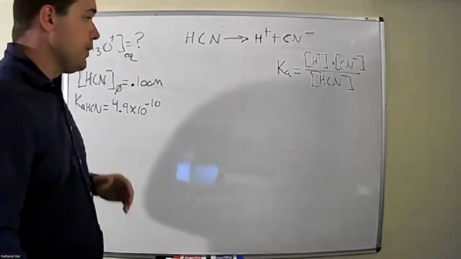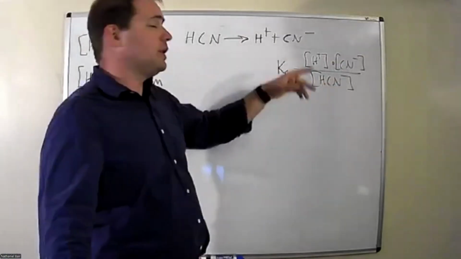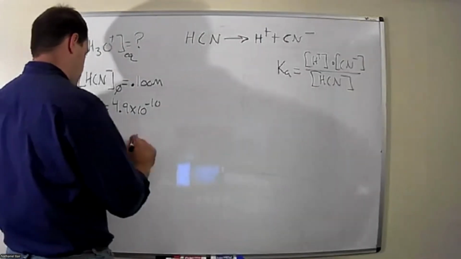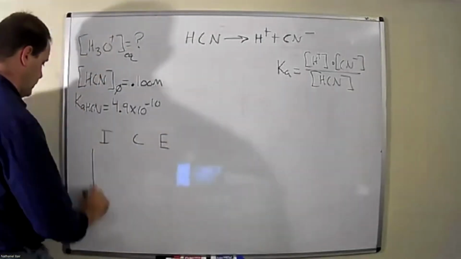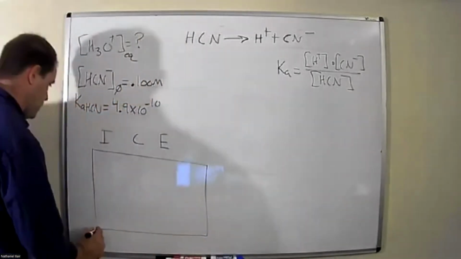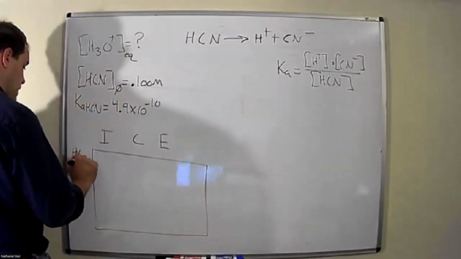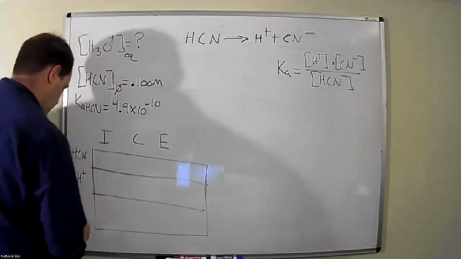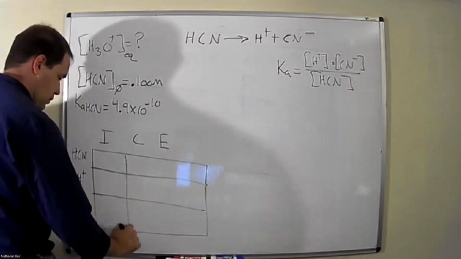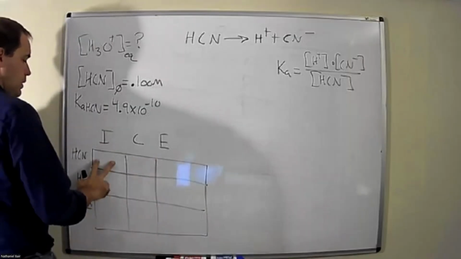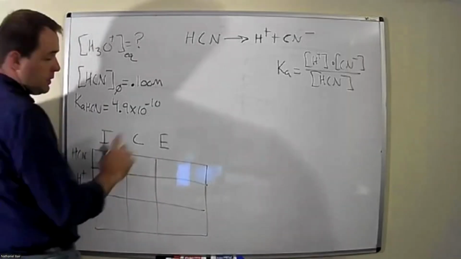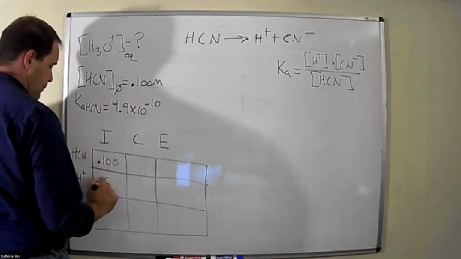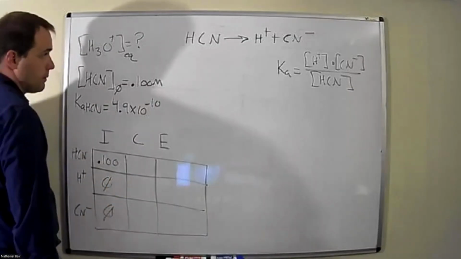So now we set up an ICE table. Everything that's in our mass action expression gets a row in our ICE table. So we're going to write ICE, and we're going to get 3 rows: HCN, H plus, and CN minus. The initial HCN concentration is 0.100 molar. So that's my initial concentration. No H plus, no CN minus.